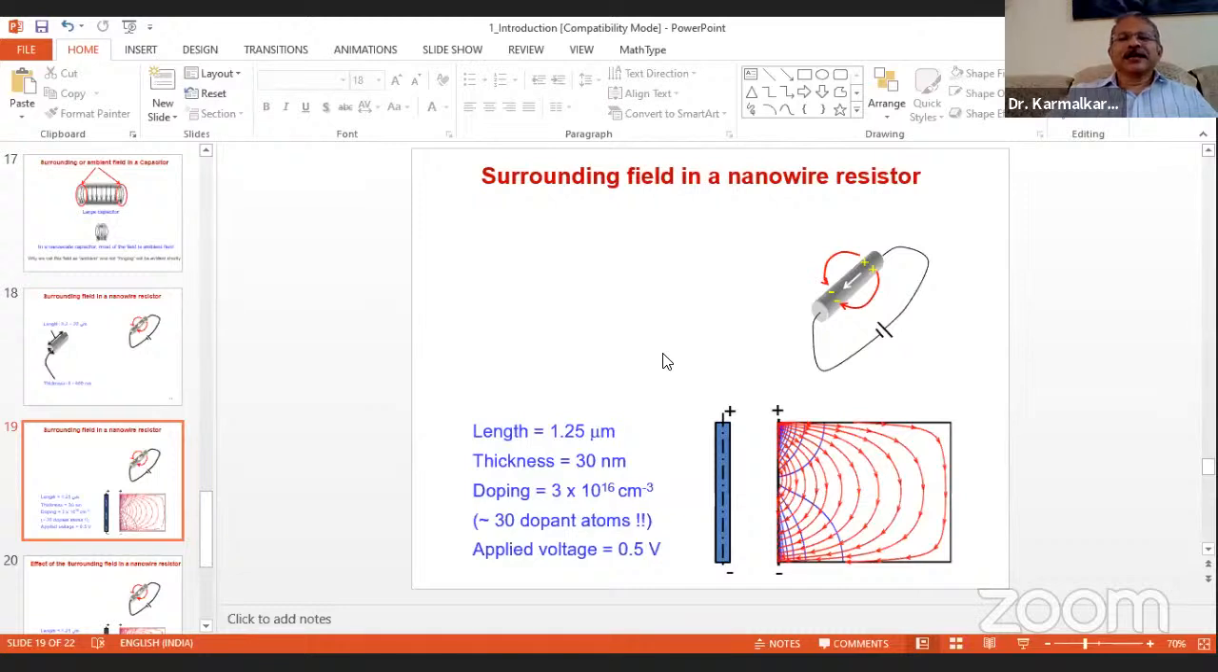So what is the volume of a cylinder of length L and diameter D? Yes, sir. This everybody, even a school child should be able to tell, right? Yeah, what is it? Pi R squared L, sir.